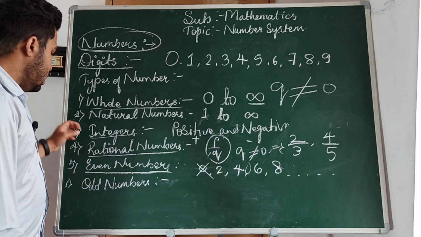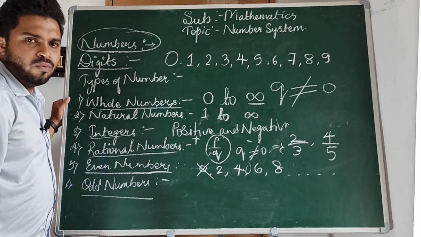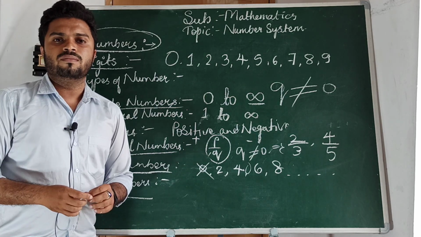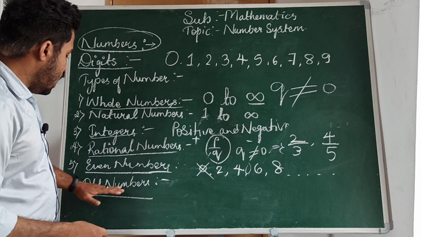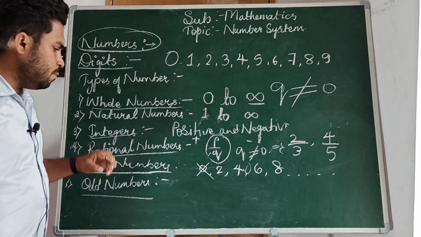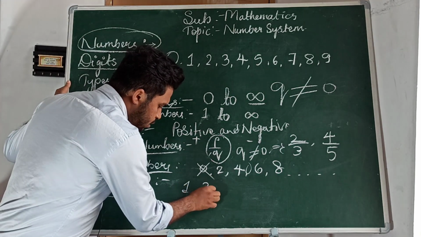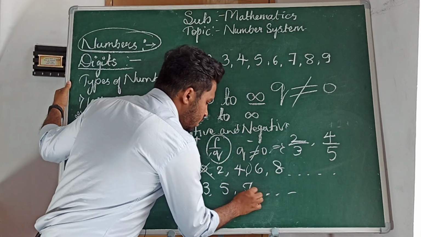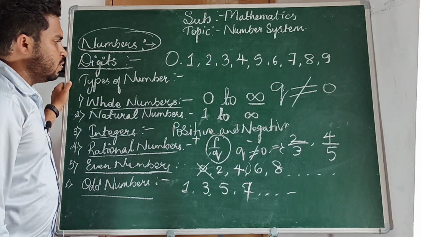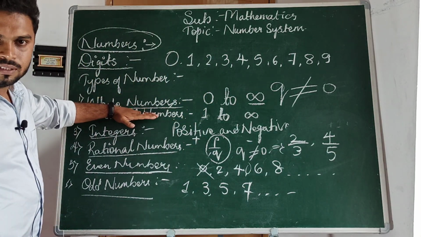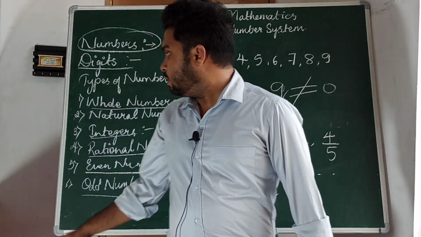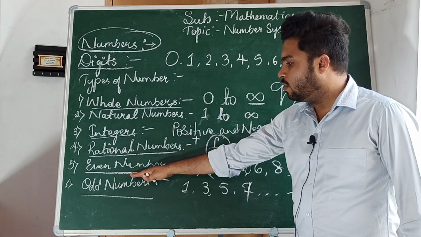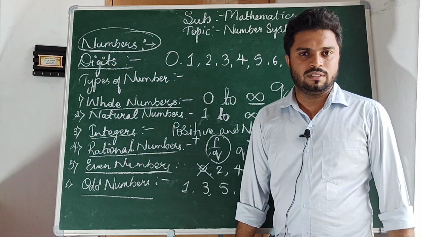Done? Yes. Now coming to odd numbers. What are odd numbers? The numbers that do not come in the table of 2 are called odd numbers. Examples: 1, 3, 5, 7 and so on. These are nothing but odd numbers. So what have we learned? First, whole numbers, natural numbers, integers, rational numbers, even numbers and odd numbers.